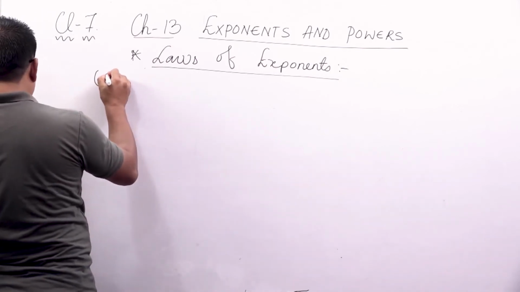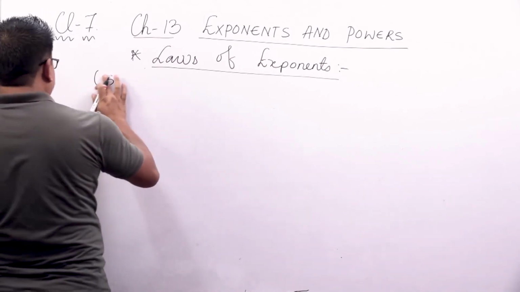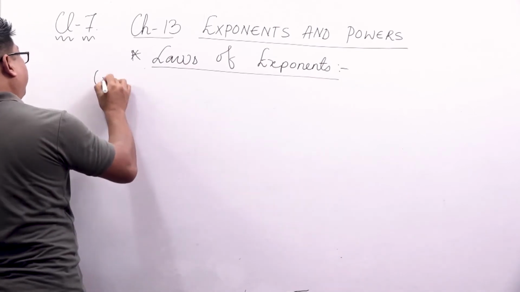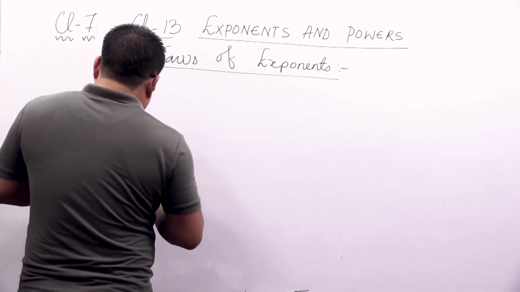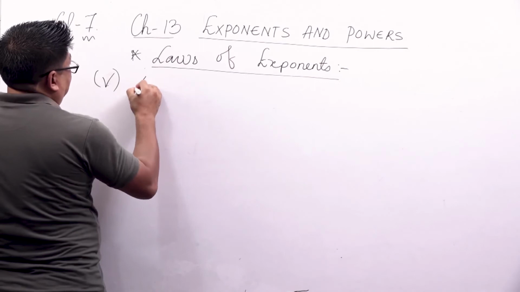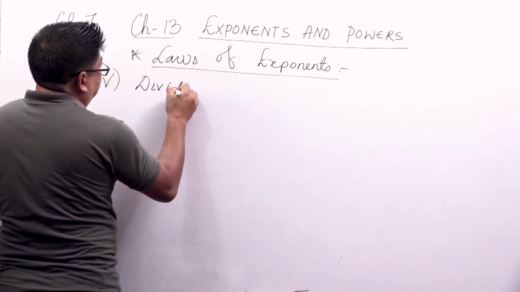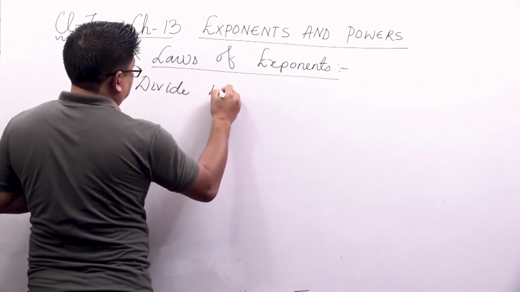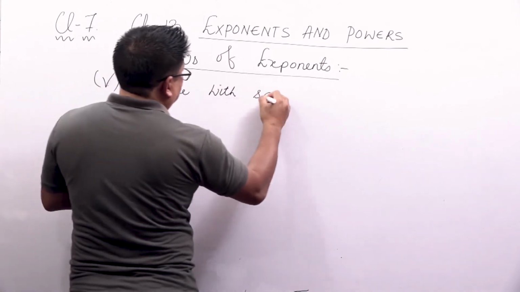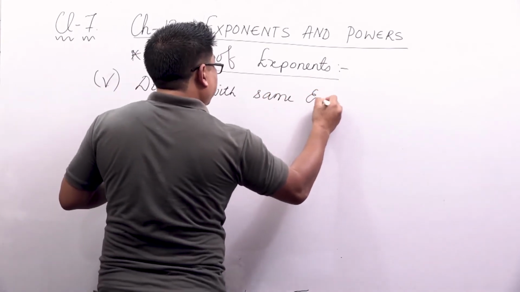The next is 5. Exponents divide with same exponent.